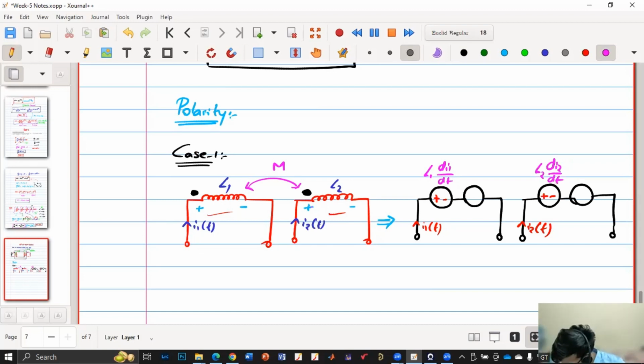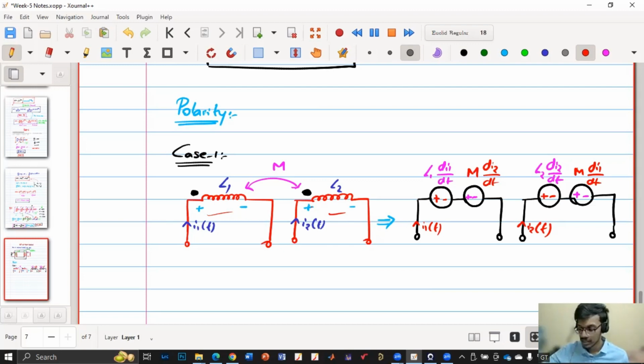Now, the mutual inductance will have the same polarity if the currents are entering the dots or leaving the dots in both the cases. It should be both. So the same will get plus minus, where it is M di2/dt and M di1/dt. Are you following? Until this point, is this clear?